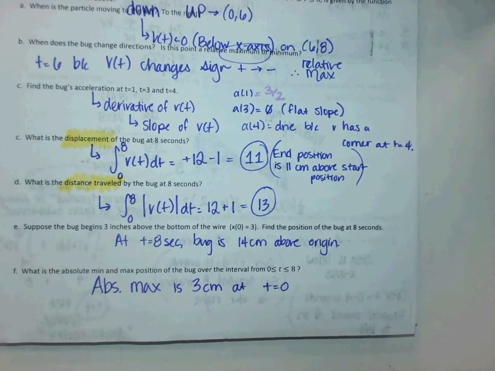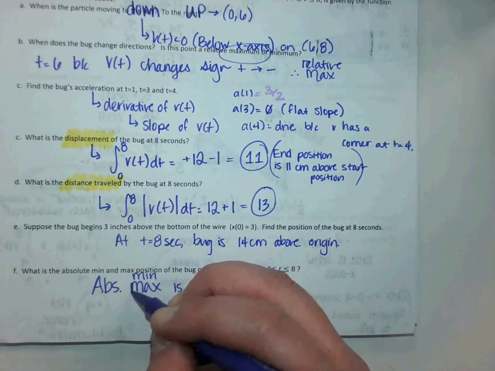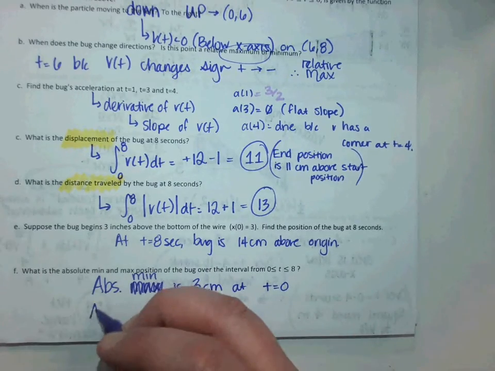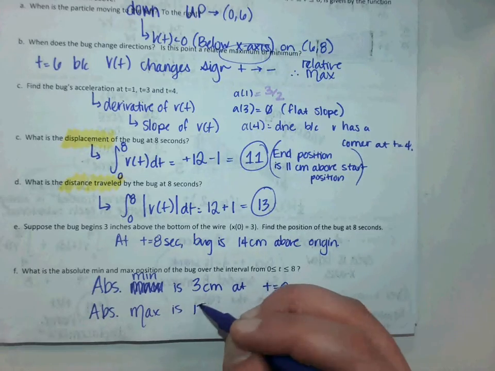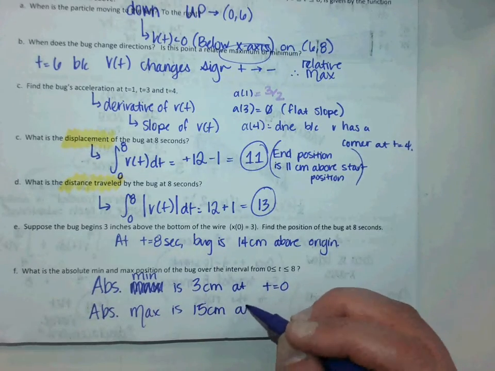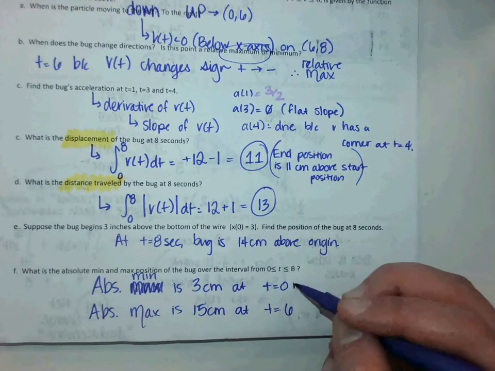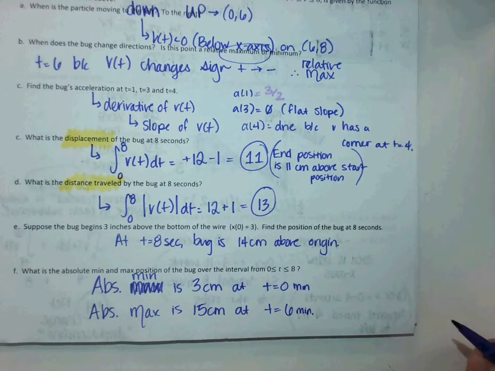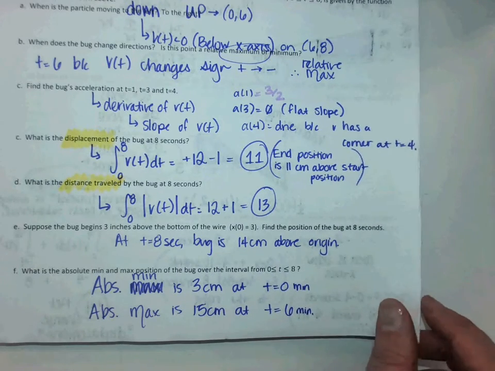Oh, wait, hold on. I wrote that wrong. Absolute min is 3 at 0. What is his absolute max? 15. It is 15 centimeters. It occurs at t equals 6. And then you should put units on here, so that'd be centimeters and centimeters. Make sense? Okay, we got one more like that, then you have hopefully some time to work on your homework.